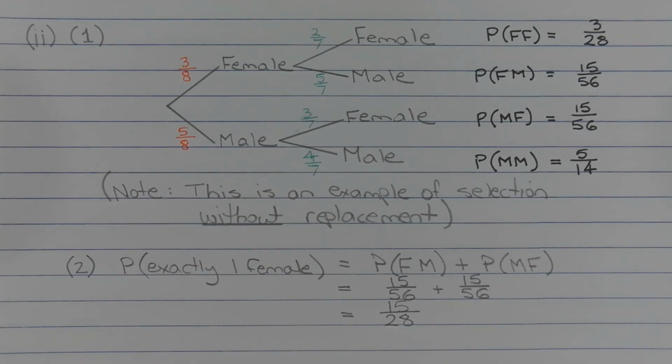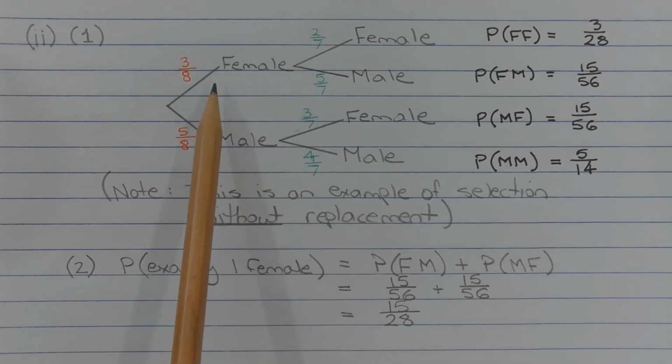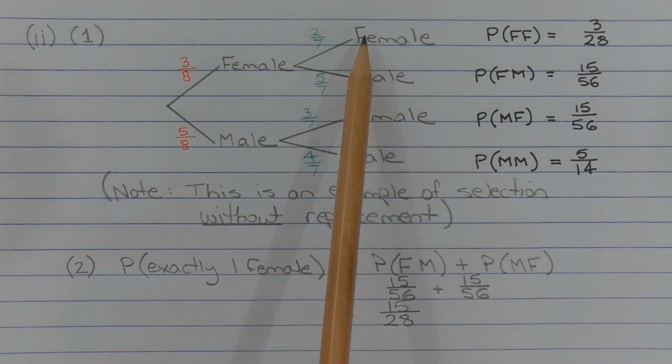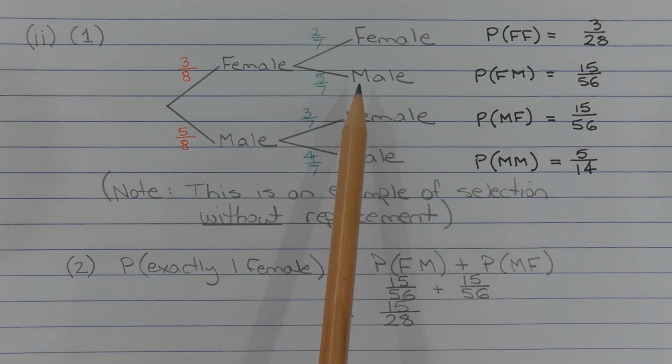So after the first selection, the number of people on the island is now 7. That's why the denominators of these fractions here are 7. So if the first person chosen is female, then the probability that the second person chosen is female is 2 out of 7, and the probability that the second person chosen is male is 5 out of 7, since there are 5 males still left on the island.